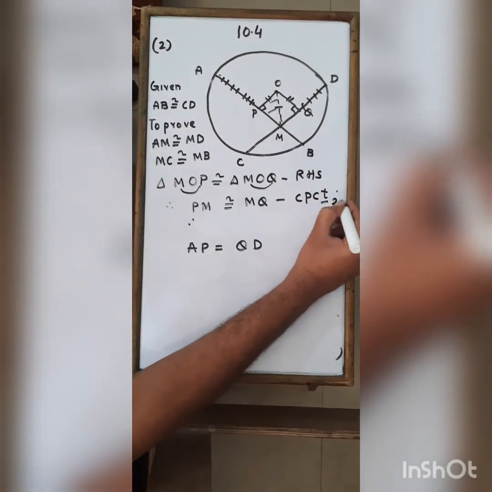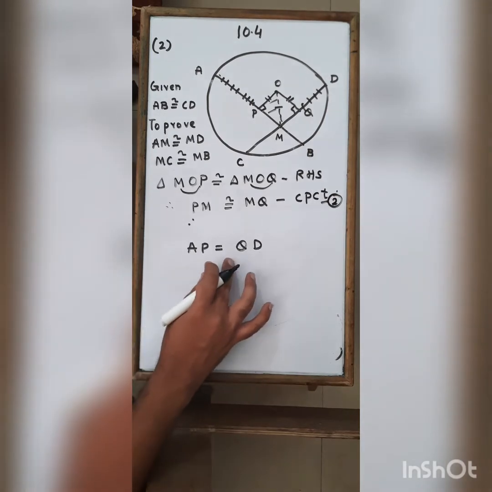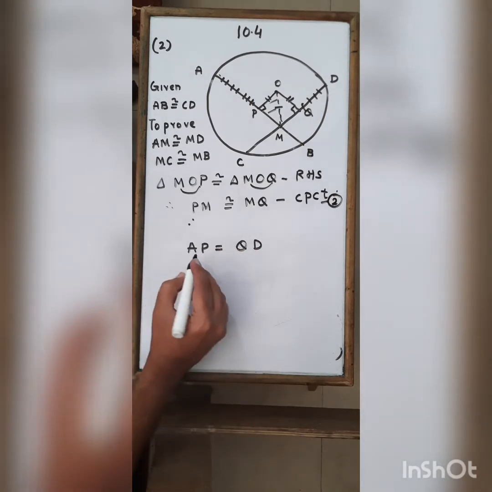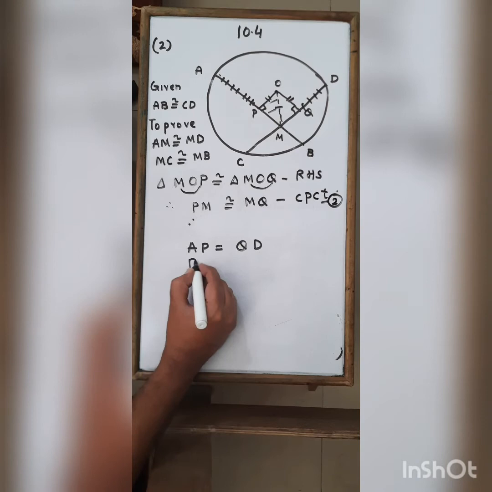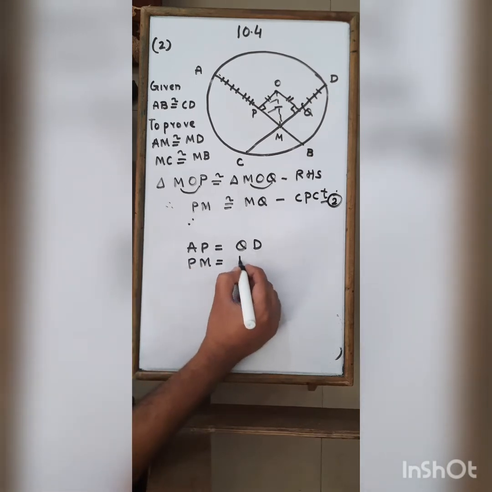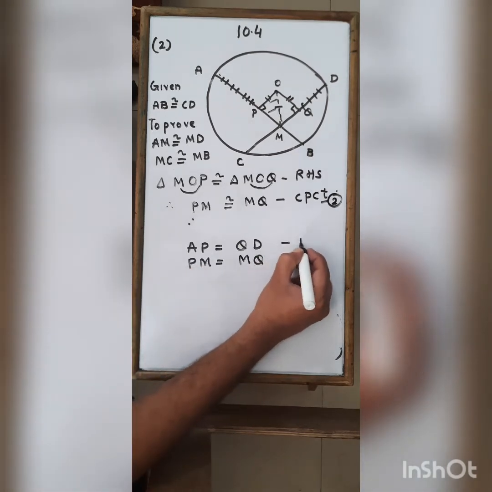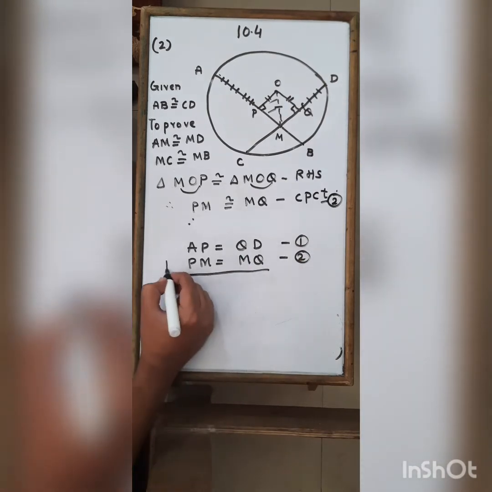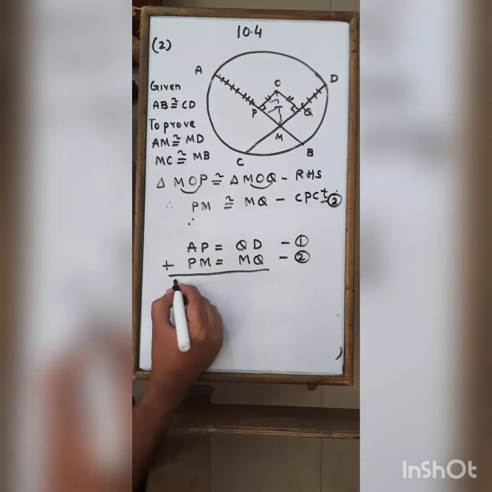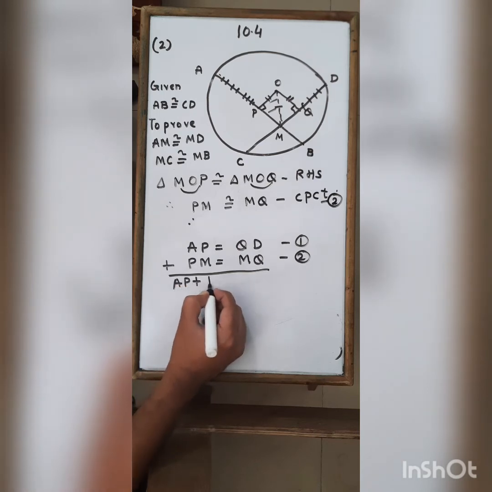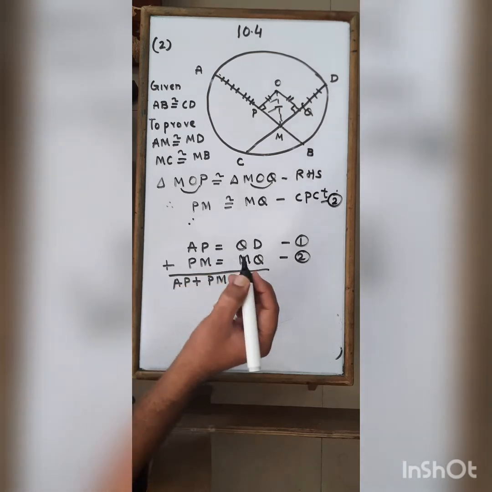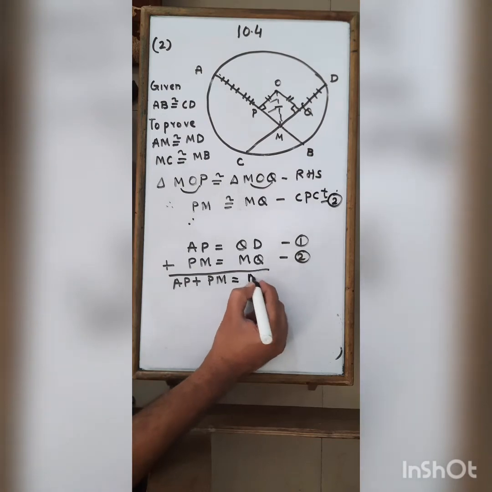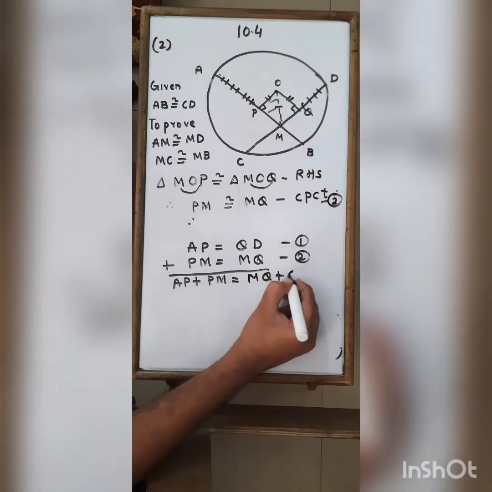I'll write it as 2. Now see, AP is equal to QD and I have PM is equal to MQ. This is 1 and this is 2. So if I add both of them, what do I get? AP plus PM is equal to, what do I get? MQ plus QD.